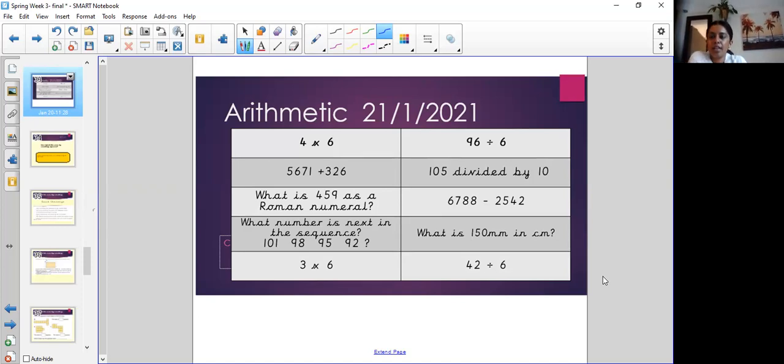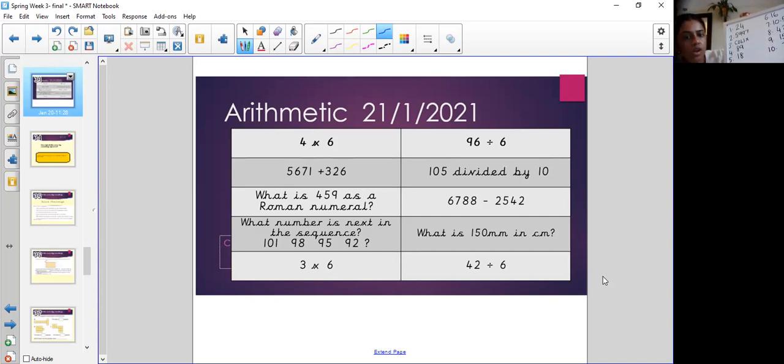Okay, great. So you might have had a chance now to complete your arithmetic, and I'm just going to go through the answers. I have written them here on my board. So number one, the answer is 24. 4 times 6 equals 24. Number two, 5,671 plus 326 equals 5,997. What is 459 as a Roman numeral? It is CDLIX.